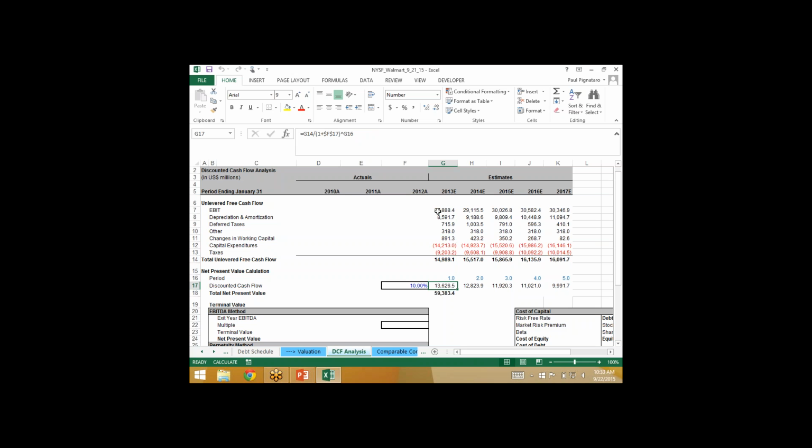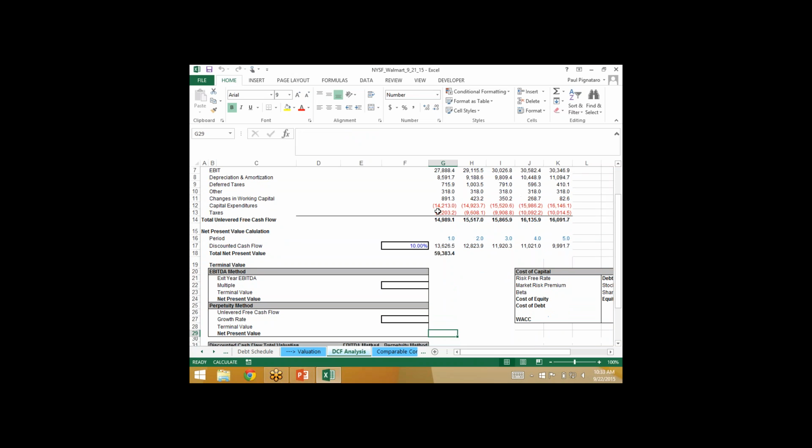I took the end of year convention. Note the discount rate. The discount formula is the cash flow divided by 1 plus the rate to the power of the number of years. We just use 10% for now. We'll adjust this. And then we have terminal value. And there's two ways to calculate terminal value. One is the multiple method. Let's look at the multiple method.